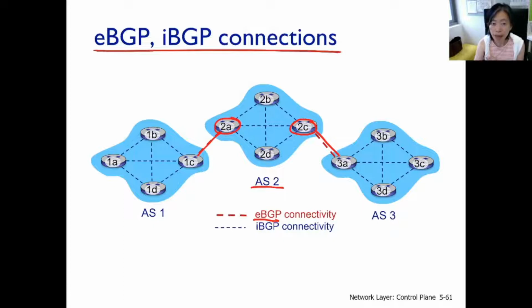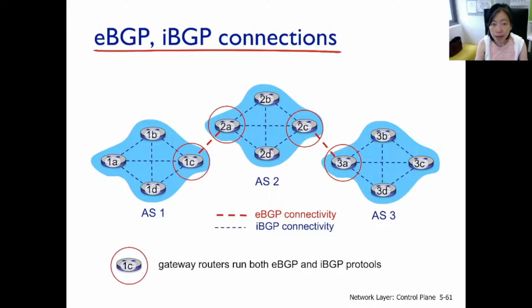But in addition to that, 2A and 2C both need to send path vectors internally. So you see they went through the iBGP connections. So iBGP connections in blue. Once again, these are gateway routers, and the gateway routers you see having both the red connections and the blue connections. They run both the eBGP part of the protocol as well as the iBGP part of the BGP protocol.